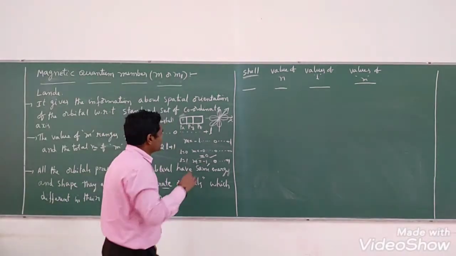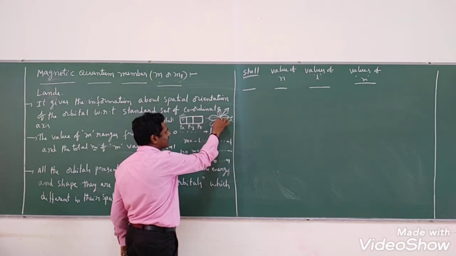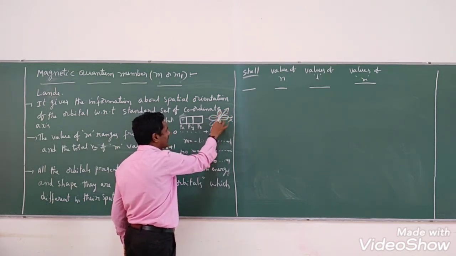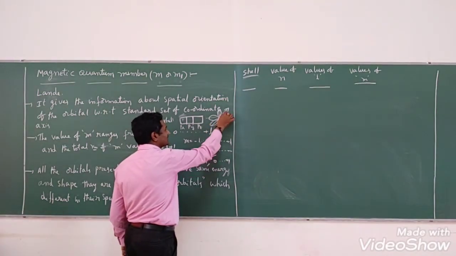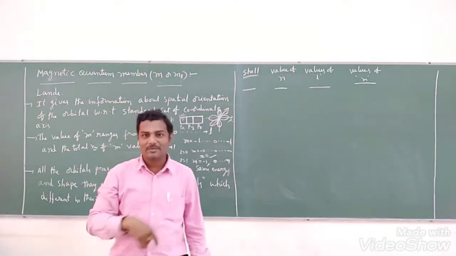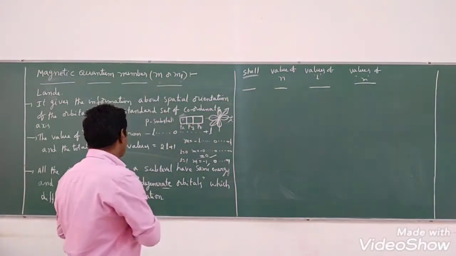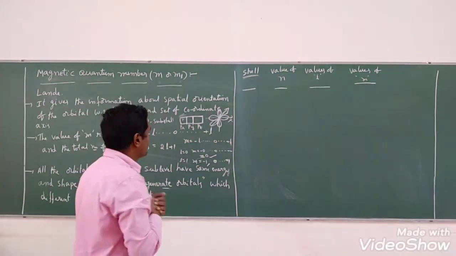Spatial orientation means what? Here the electron is revolving along the x-axis in the px orbital. If the electron is revolving along the y-axis, that is the py orbital. If the electron is revolving along the z-axis, then we call that the pz orbital. Spatial orientation is different, but shape and energy, everything is the same in degenerate orbitals, students. Okay, now I hope everybody got it.